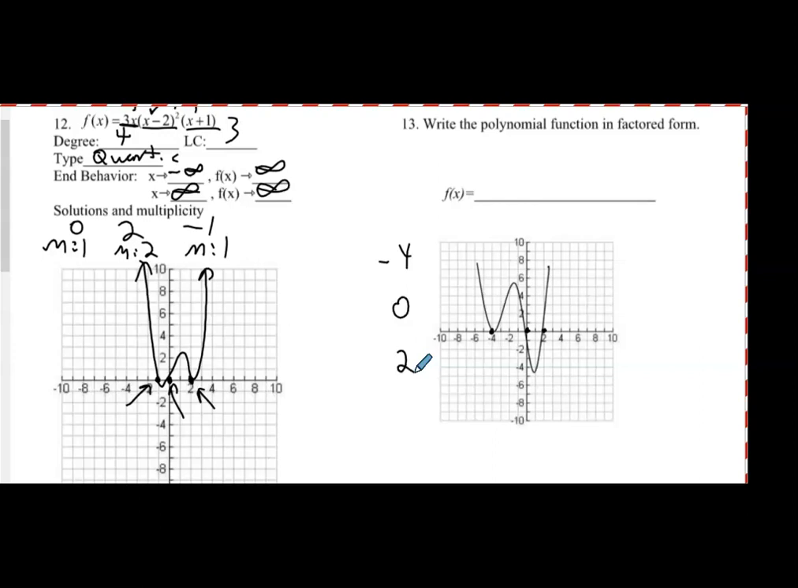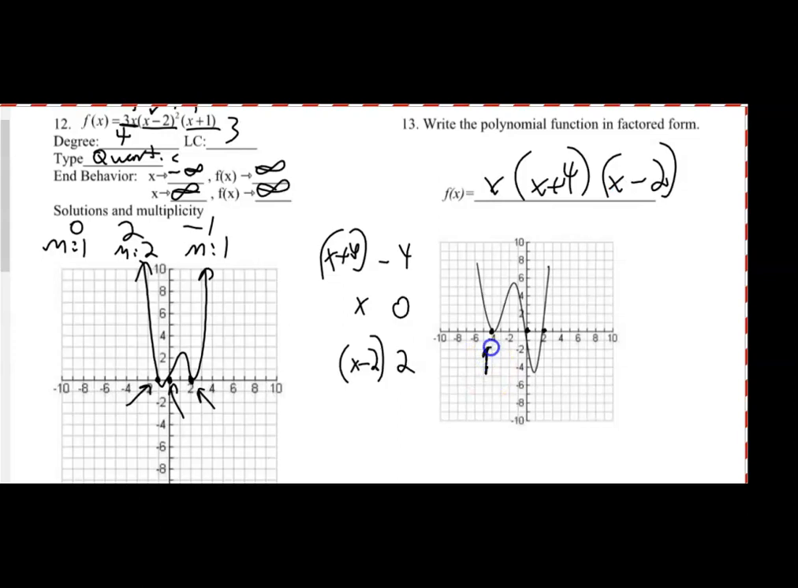Let's go back to number 12 and think about it. X minus 2 led us to positive 2. Well, we have that answer then. This is x minus 2. And 3x gave us a 0. This one's just x. And kind of thinking the opposite way, this is x plus 4. So we just write that. X times x plus 4 times x minus 2. Now we just have to look for multiplicity.